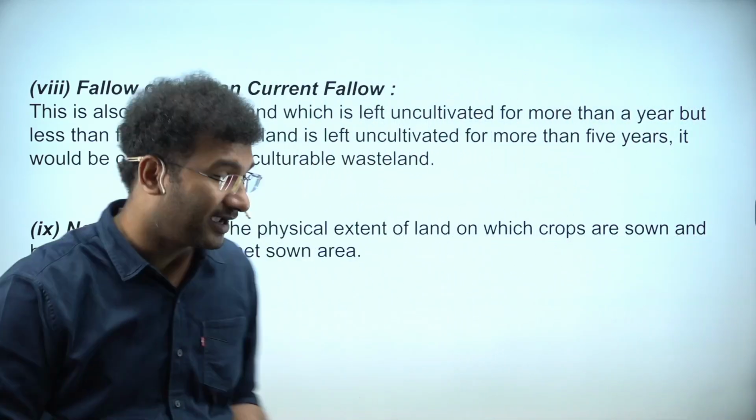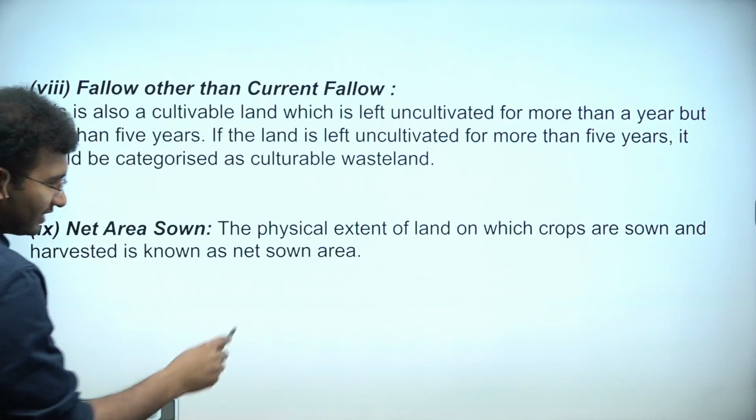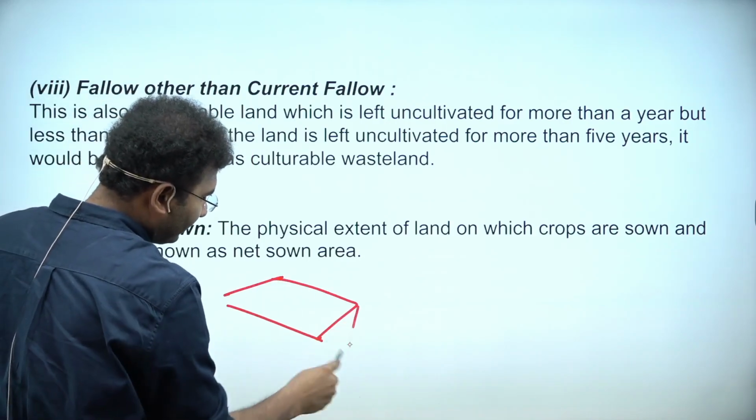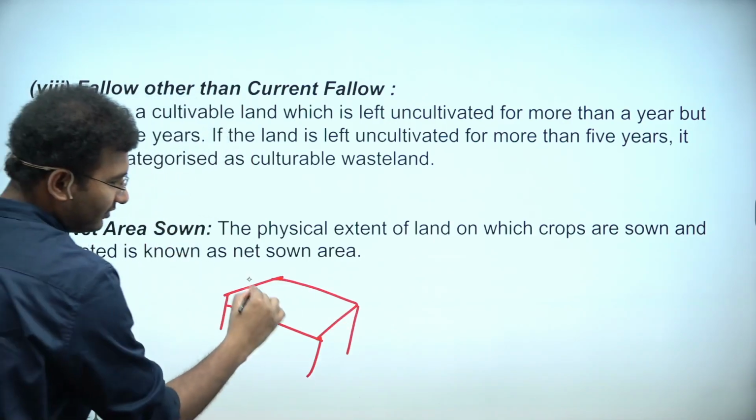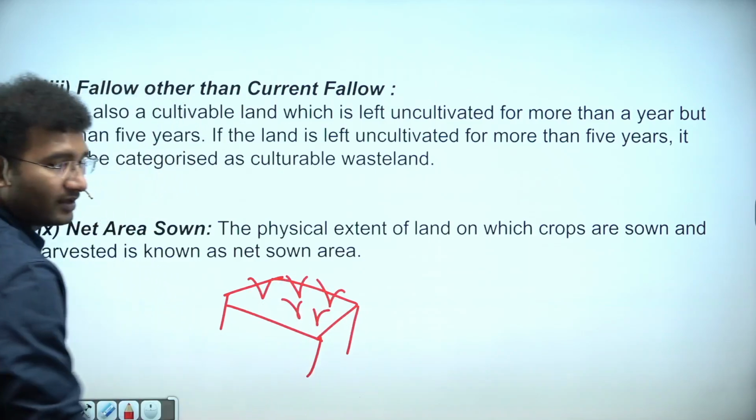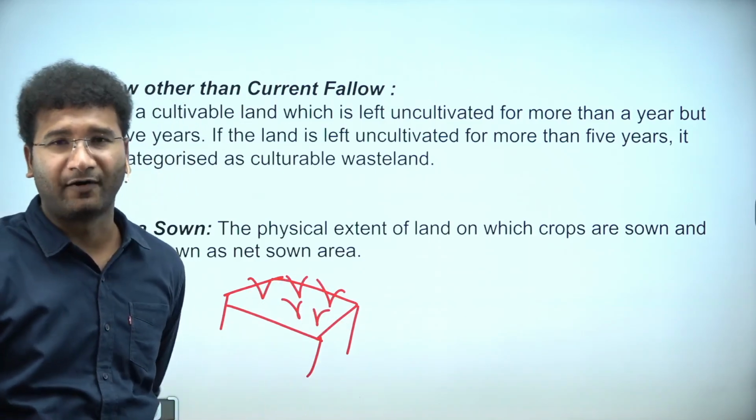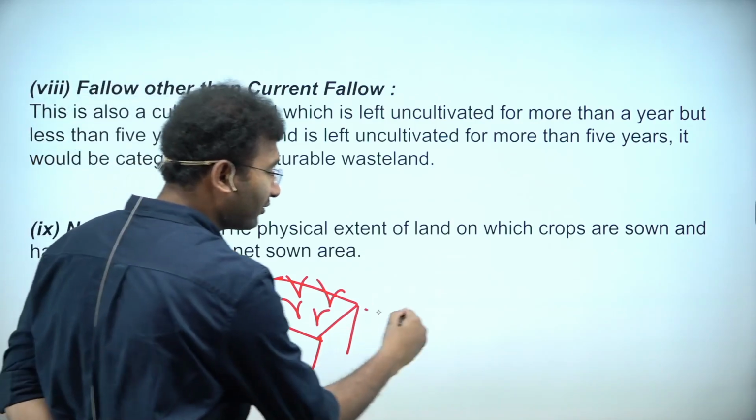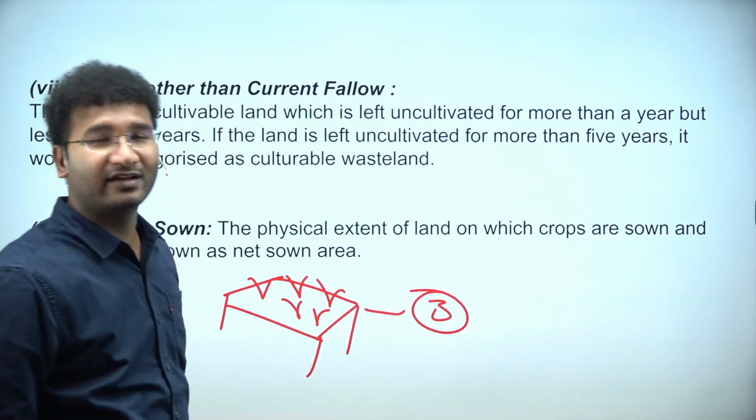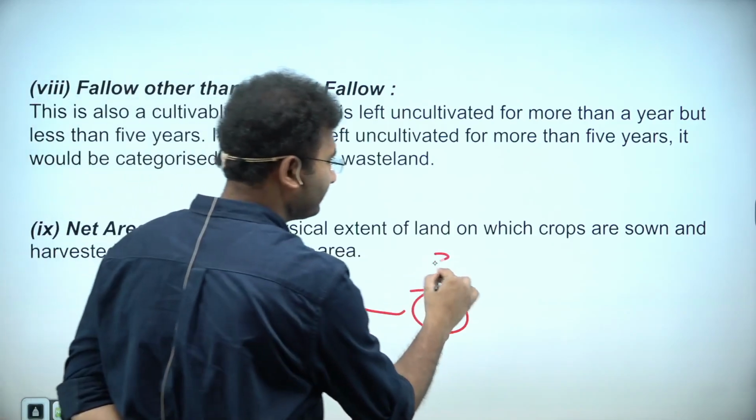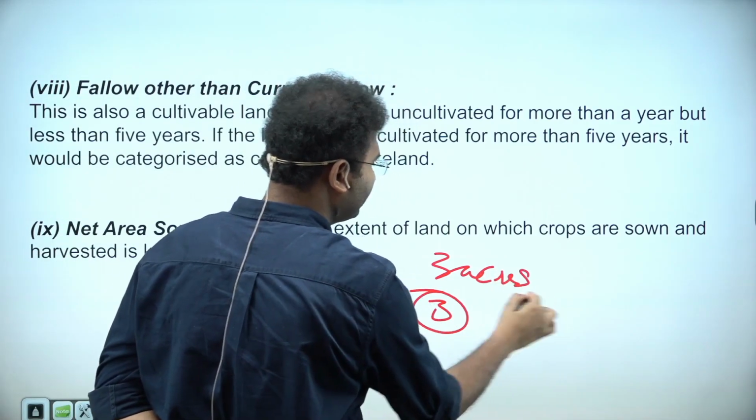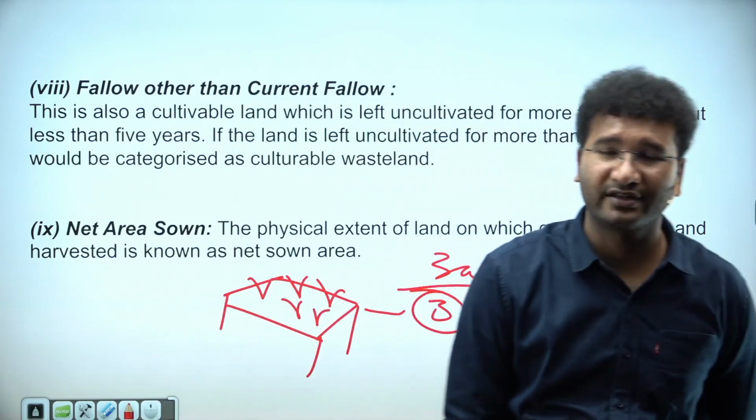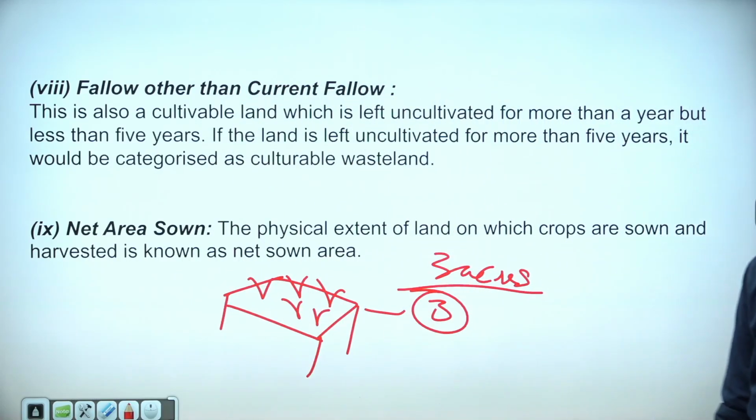Net sown area का calculation ऐसा होता है ना. For example, if in 1 year you are taking 1 crop, let's say this is 1 acre, your net sown area will be 1 acre. But if you are taking 3 crops out of it, the net sown area will be 3 acres. Right? This is how the calculation of the net sown area is taken into consideration. Right? The physical extent of the land on which crops are sown and harvested is known as net sown area.